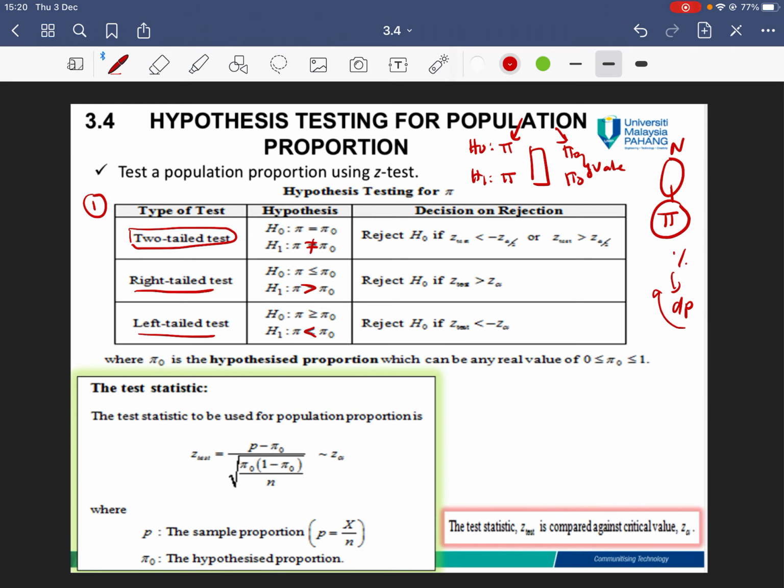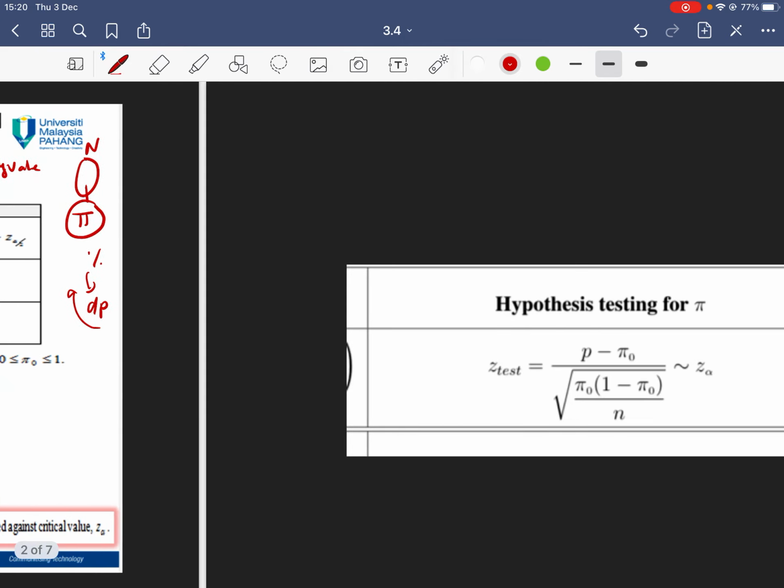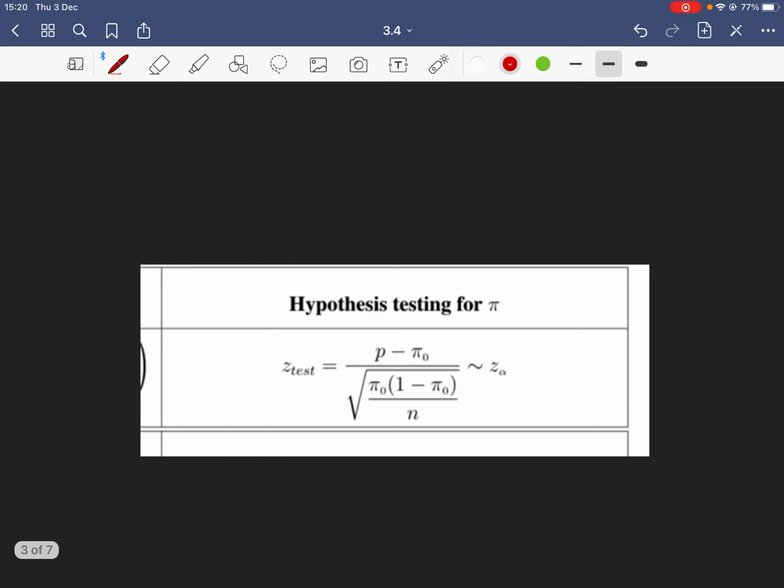Step number 2, your test statistic. The test statistic for one pi, only one, is a Z test. Let's create the formula. Hypothesis testing for pi: Z test equals P minus pi naught, over the square root of pi naught times 1 minus pi naught over N. P is the sample proportion, where P equals X over N. You have the Z alpha here from your stat table.